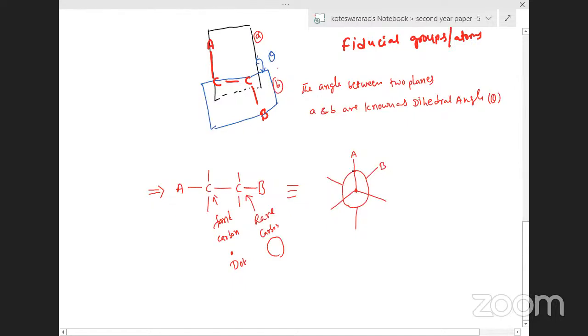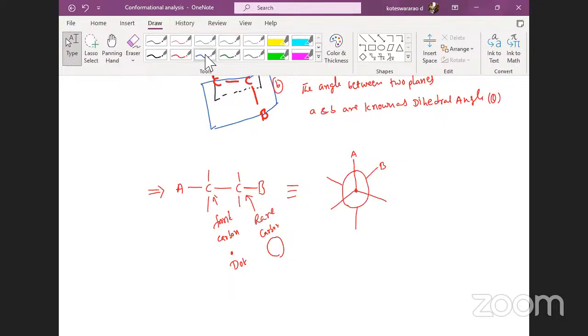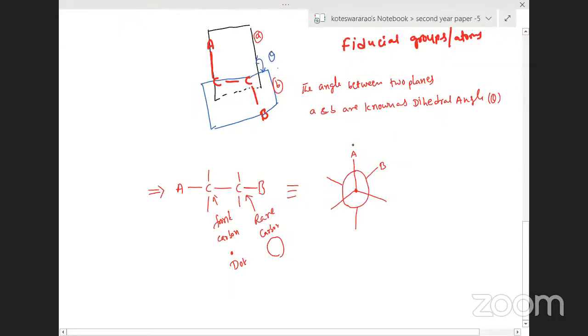Look here. The angle between two planes. I'm considering the plane which is passing through, let me take the other color, A and the two carbons and the other bond which is present. This is the one plane. Right. Another plane is passing through the reference atom B and the two carbons and the other substitutions. These are the two planes, right? The angle between these two planes is known as theta, the dihedral angle.